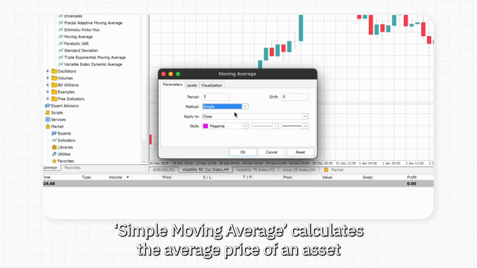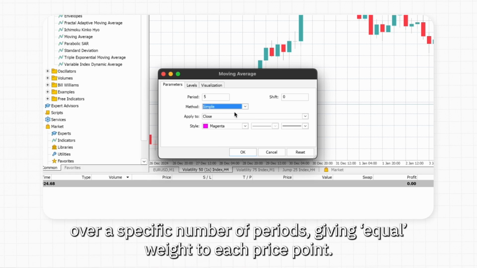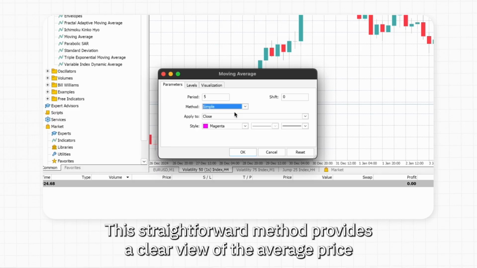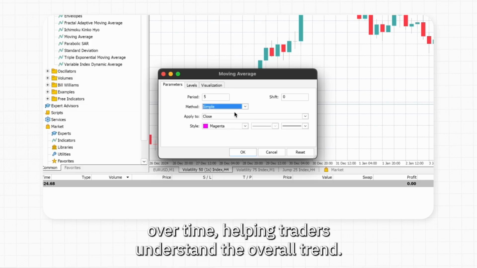Simple moving average calculates the average price of an asset over a specific number of periods, giving equal weight to each price point. This straightforward method provides a clear view of the average price over time, helping traders to understand the overall trend.